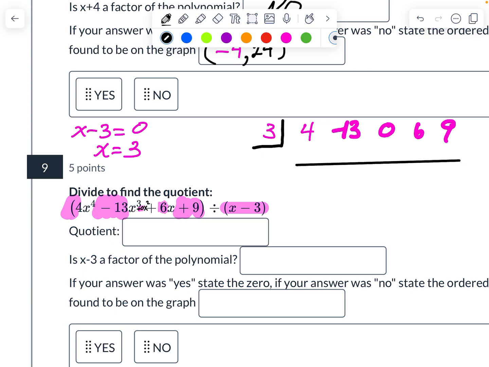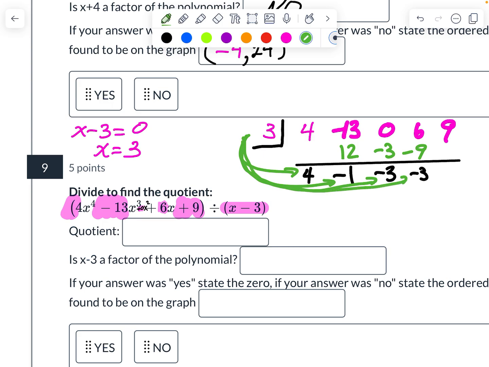First number comes straight down. Then we're going to multiply. 3 times 4 is 12. Minus 13 is negative 1. 3 times negative 1 is negative 3. Plus 0 is still negative 3. 3 times negative 3 is negative 9. Plus 6 is negative 3. 3 times negative 3 is negative 9. That comes out to be a 0. By the way, this was a 3, right? Yeah. Okay, so that's a 3 and this is a yes.